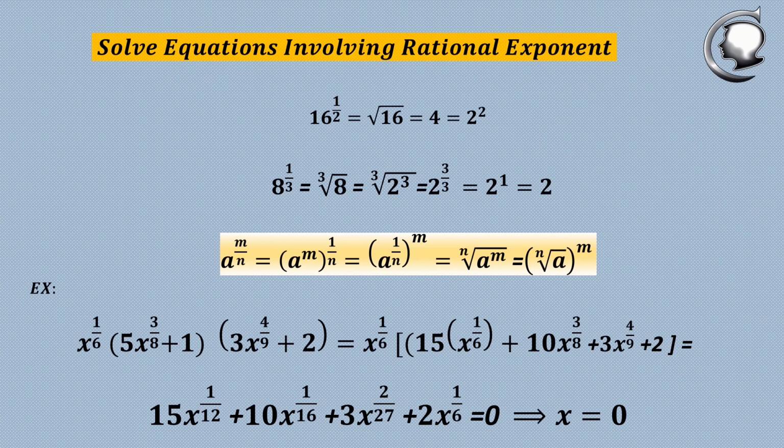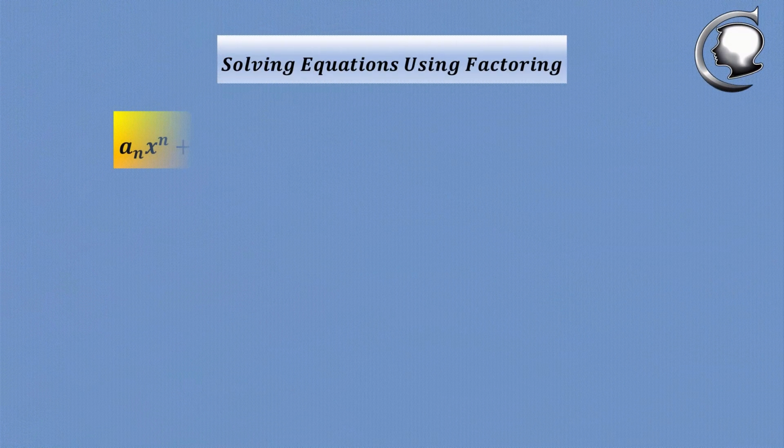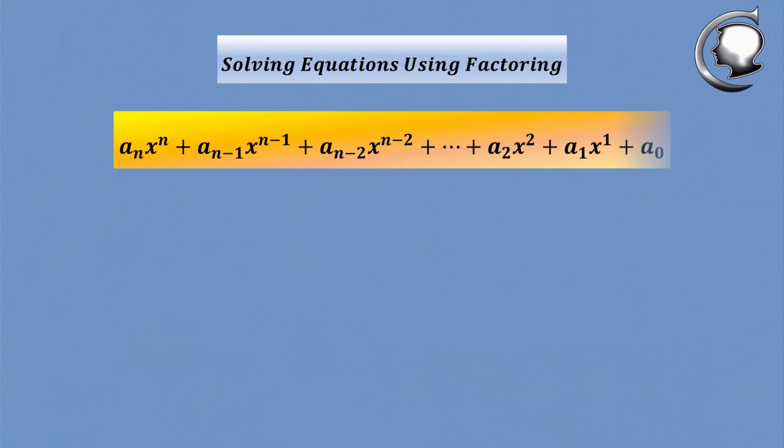The general rule is a to the m over n equals the nth root of a to the m, or equivalently, the nth root of a raised to the mth power. For SAT work, the key is to recognize that rational exponents and radicals are 2 forms of the same idea. Now look at the example on the slide. The main skill is combining exponents by using the product rule when powers have the same base. Solving equations using factoring. Now let's move to our second strategy, factoring.